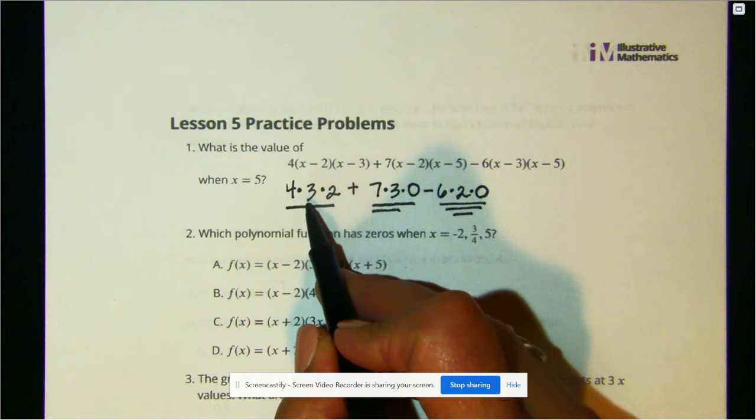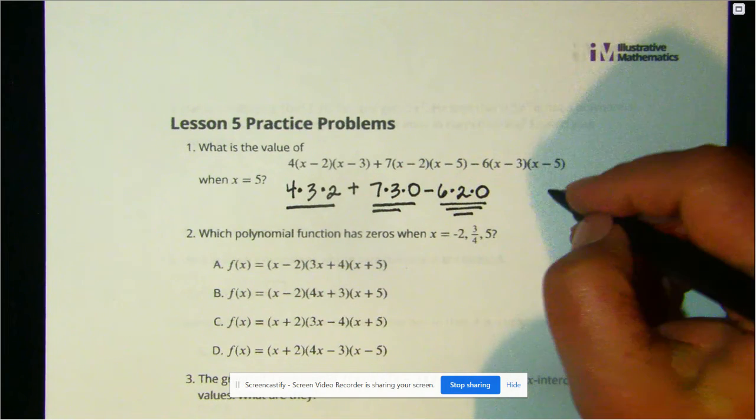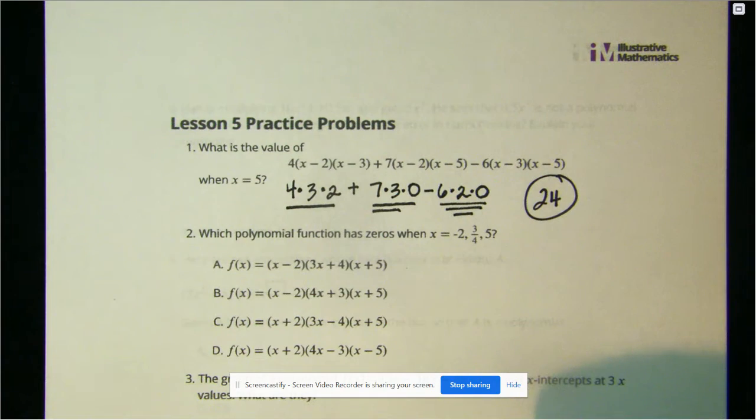4 times 3 is 12. 12 times 2 is 24. That becomes 0, and that becomes 0. So the answer is 24.